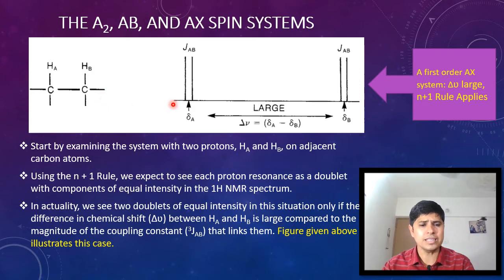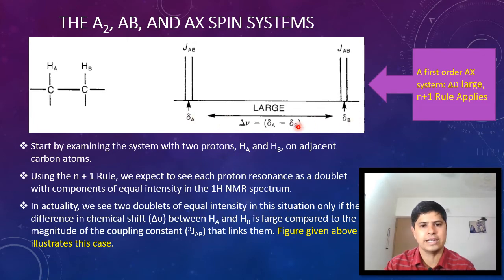If a molecule has only two protons, then the HA proton will give a doublet with respect to the HB proton, and the HB proton will give a doublet with respect to the HA proton. So we will get JAB. This is the chemical shift, the delta value, for the HB proton, and this is the delta value for the HA proton. HA is giving this doublet and HB is giving this doublet.